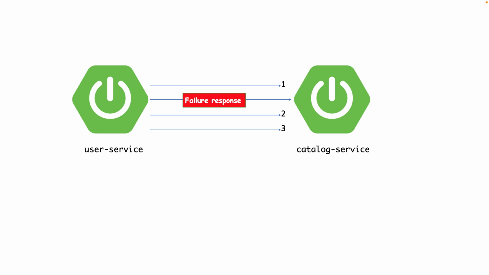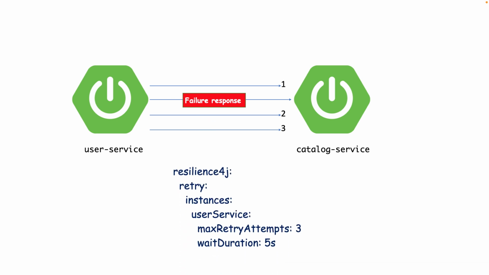Resilience4j provides a separate module to implement this retry pattern in your application, where with the configuration below you can set the number of retry limit and time duration. If you observe, resilience4j retry is the module and the instance name is user service. I mean, from user service we are trying to call the catalog service, and in this user service I want to implement the retry pattern. That's the reason I kept user service as the instance name. And here, max retry attempt is 3 and wait duration is 5 seconds.